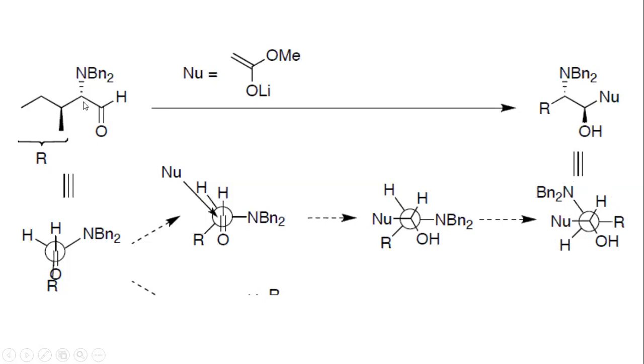When you look here, in this case your R group is on the plane, and the dibenzylamine group is below the plane. As NBn2 is below the plane, this hydrogen must also be below the plane. But this hydrogen is present on the front carbon. So NBn2 is below the plane, and the hydrogen here must be present below the plane.